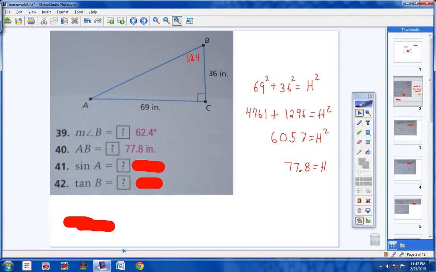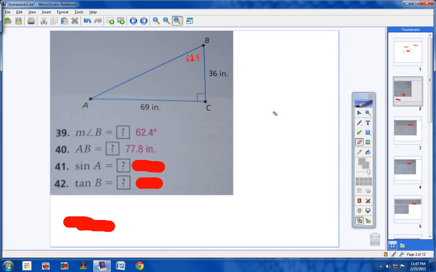Alright, very good. Now, moving on to the sine of A. Now students, would you please listen to me? I know all of the sides of this right triangle now, okay? So when I ask you to find the sine of angle A, there's two ways to do it. On a test or a quiz, you could actually check your answer, okay? For example, I know this is 62.4, so that tells me that this has to be 27.6, okay? Because this plus this plus this is 180.